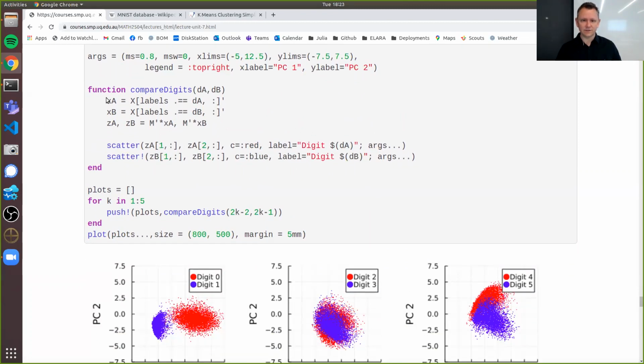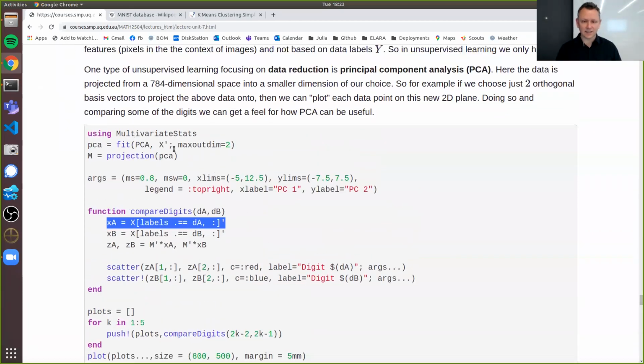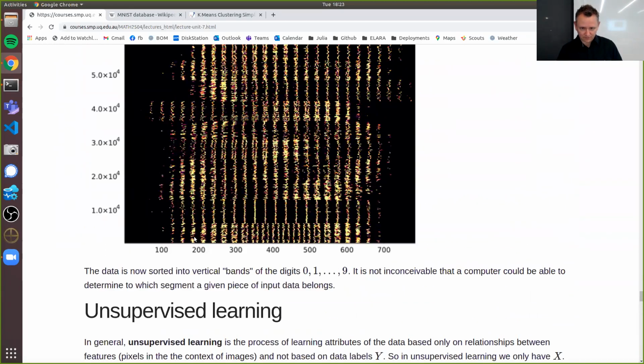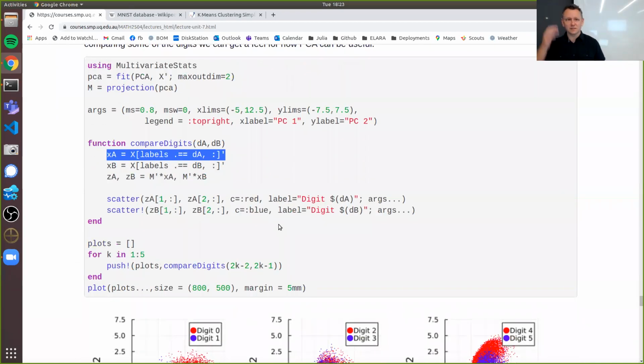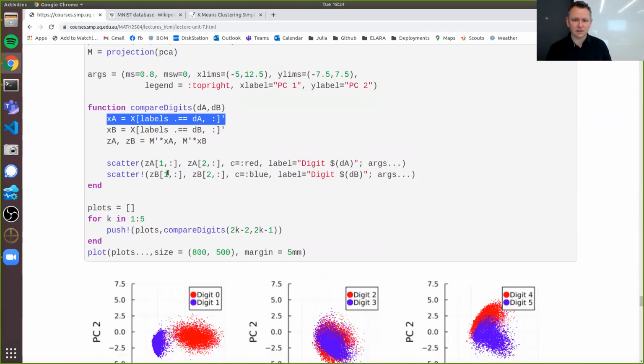And we're going to filter our X's down to just, so what this is doing is looking for all the labels which are equal to D A. For example, in this first plot here, we're looking at digits 0 and 1. So it's going to look for all the labels equal to 0, get the indices of those, and project the X down into a smaller matrix. So essentially XA in that first plot is this first band of stuff here, and XB in the first plot is that second band here. They're still quite large matrices with thousands of elements, but rows.